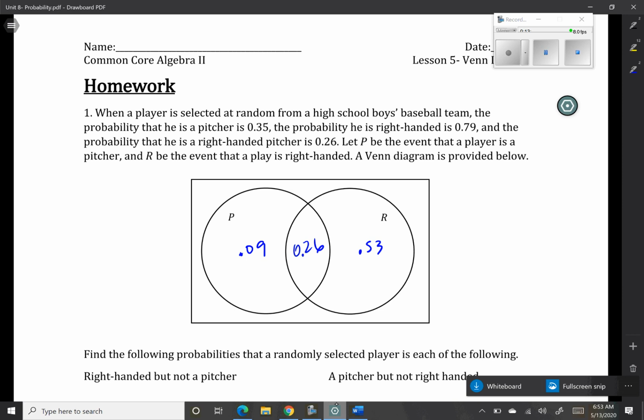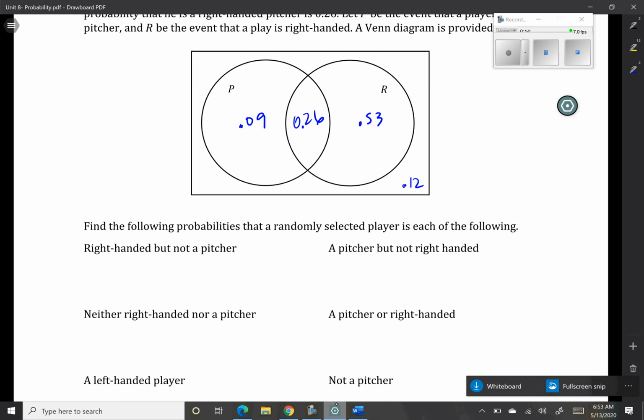If I subtract those numbers from 1, I wind up getting 0.12 for being a left-handed non-pitcher. So, what's the probability of being a randomly selected right-handed person but not a pitcher? That's the 0.53. A pitcher but not right-handed, that's the 0.09. Neither right-handed nor pitcher, that's the 0.12.